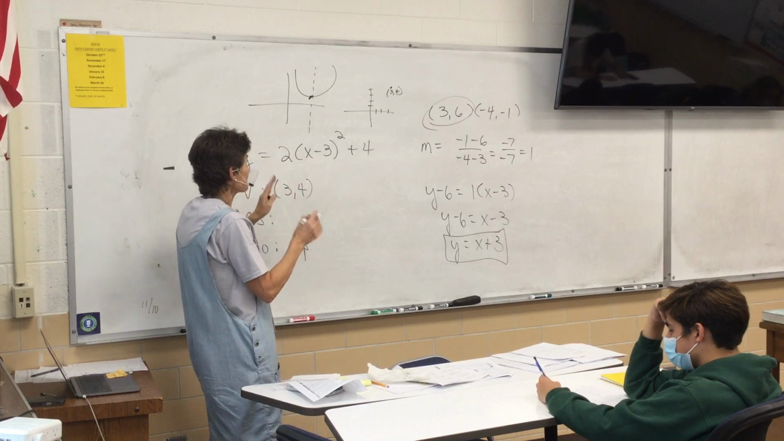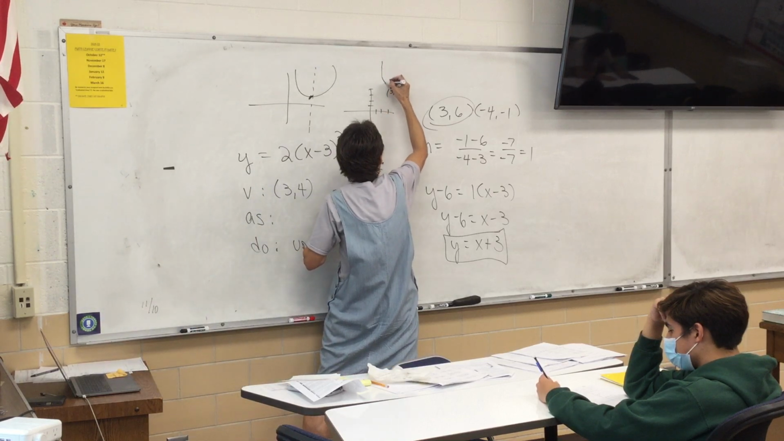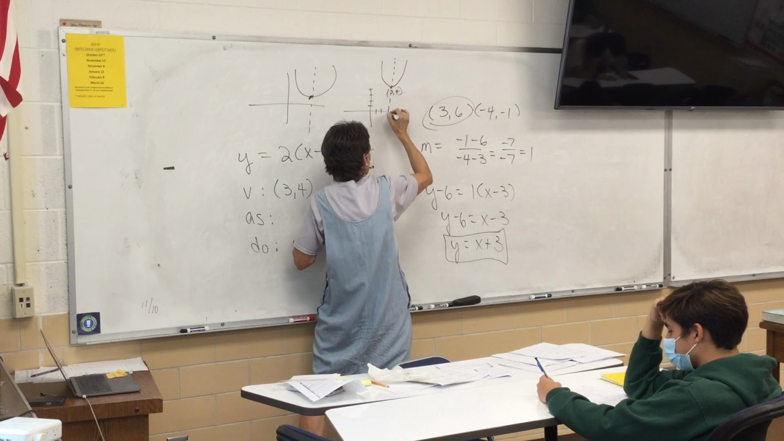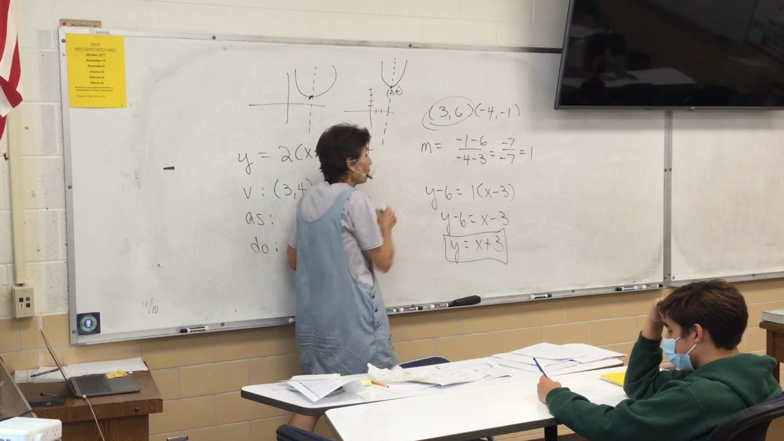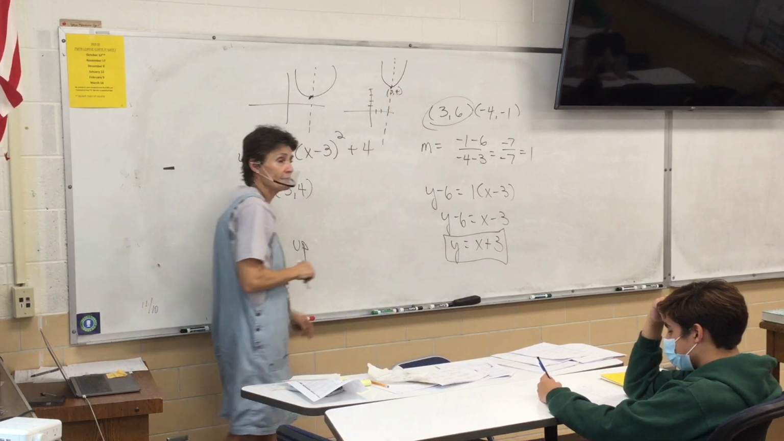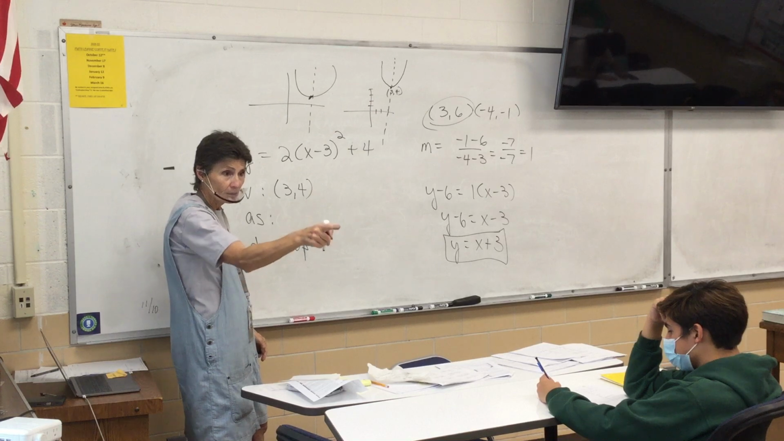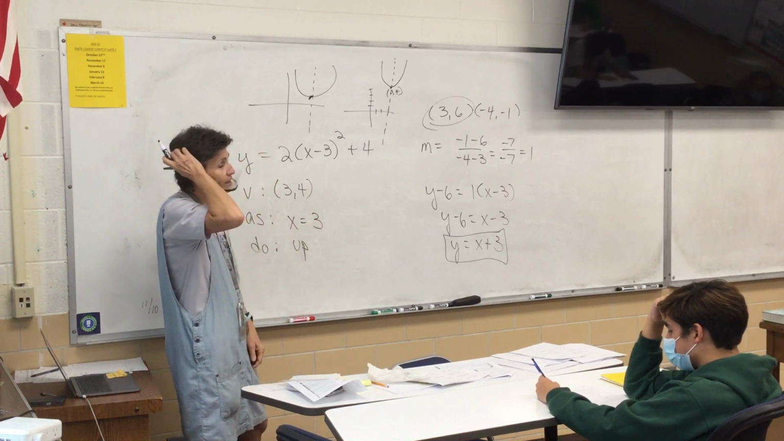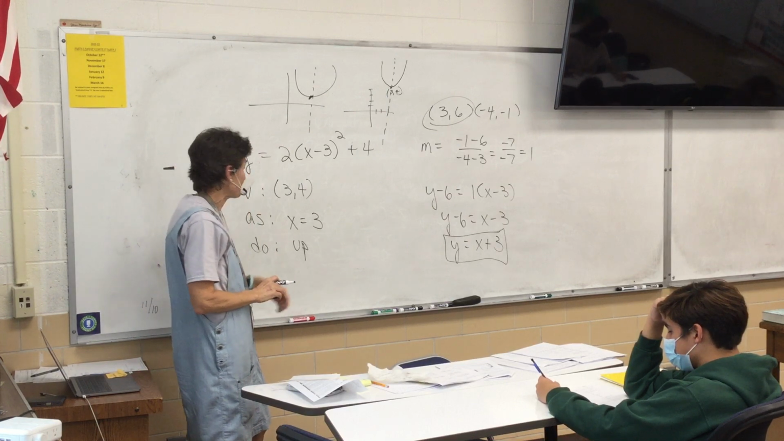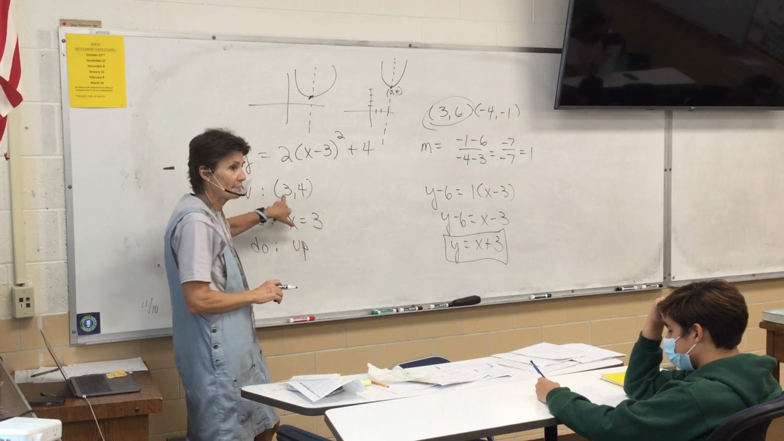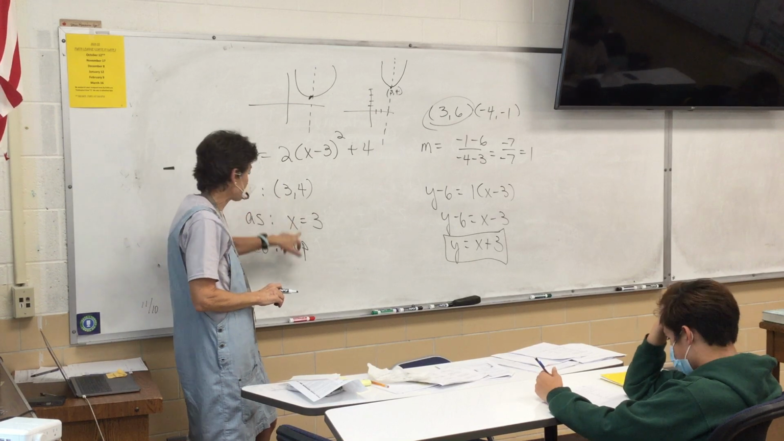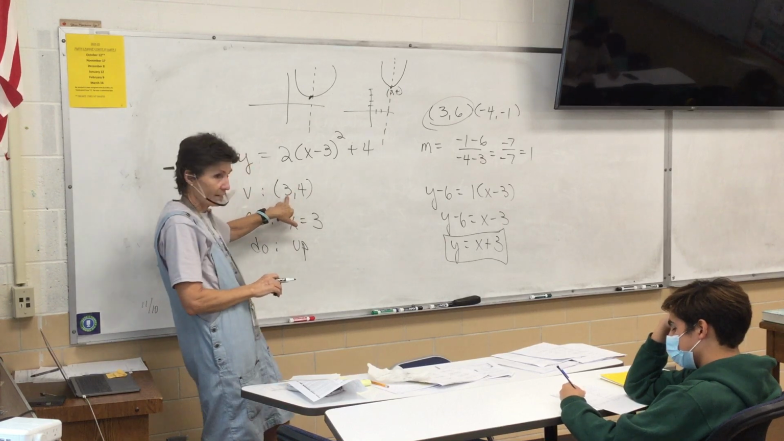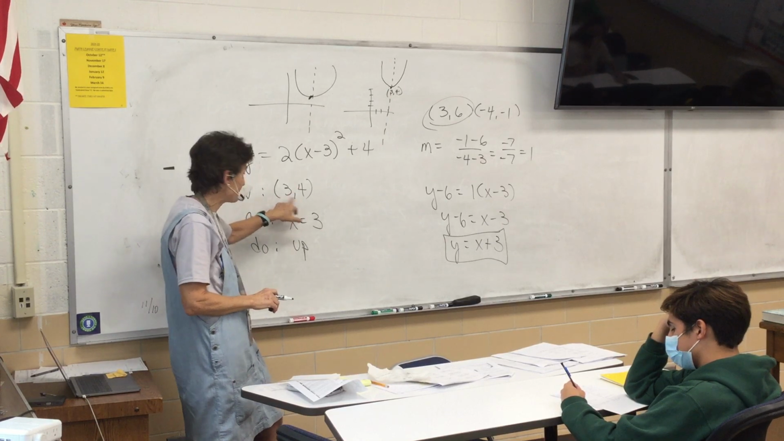Now, this axis of symmetry thing. For this problem, here's the parabola. Here would be the crease if I folded it in half. What is the equation of that line? X equals 3. Bingo. Your axis of symmetry is always going to be x equals whatever that number is. X equals 3. It's always x equals, and it's always whatever your vertex coordinate is. These two always match.